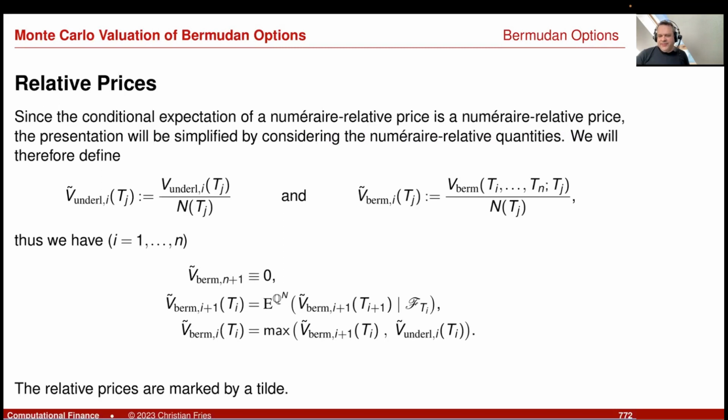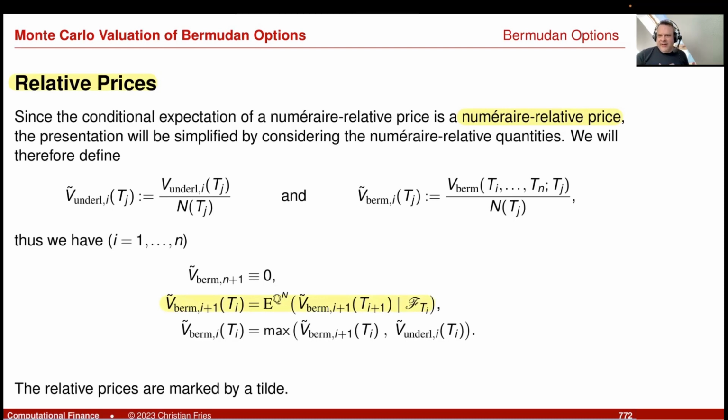We also noted that it is convenient to look at relative prices. So relative prices means that I divide all those values by the respective numeraire, because then the relative value at an earlier point is just the expectation of the relative value at a later point. So we had this nice formula that if I would like to calculate the value at an earlier point, I just need to take the expectation operator.